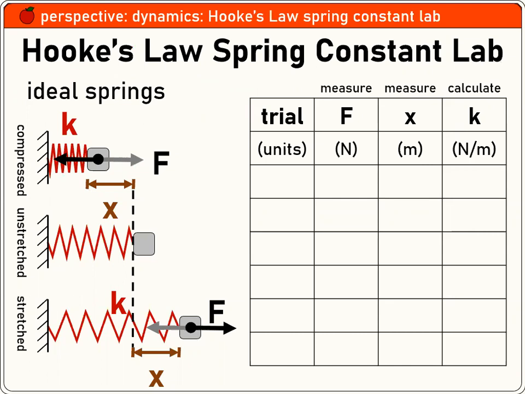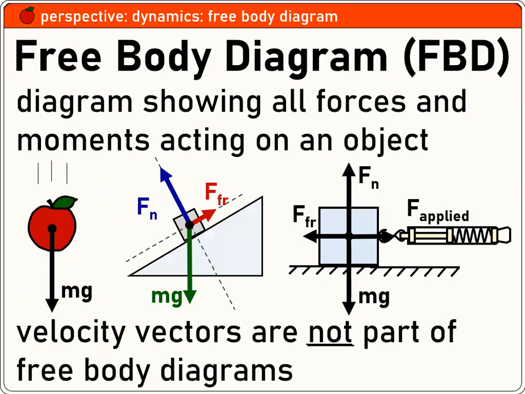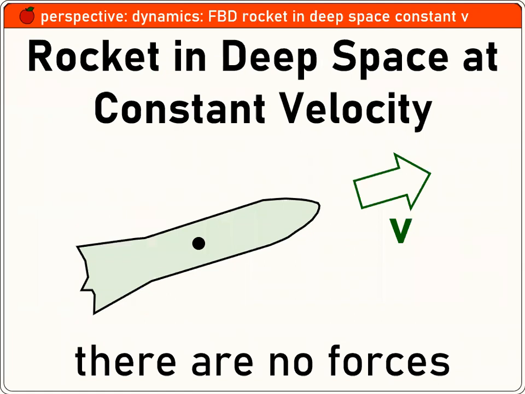You guys did lots of lab activities with springs. Free body diagrams. We're going to label all the forces on an object. You could also say all the moments or torques on an object. We didn't get to that till recently. So right now we're looking at forces. Notice velocity vectors are not part of free body diagrams. Sometimes I'll draw it for context, but it's not actually part of the diagram.